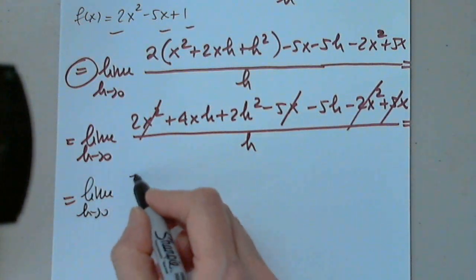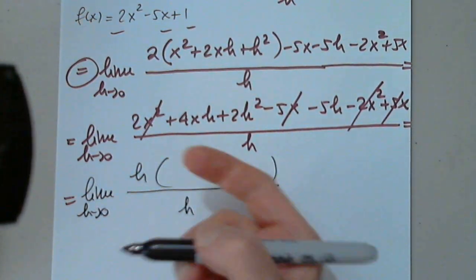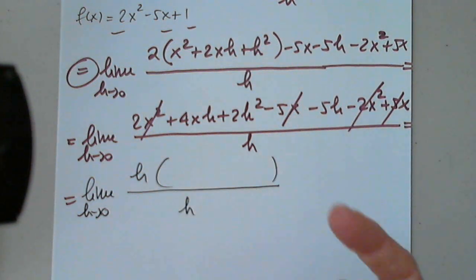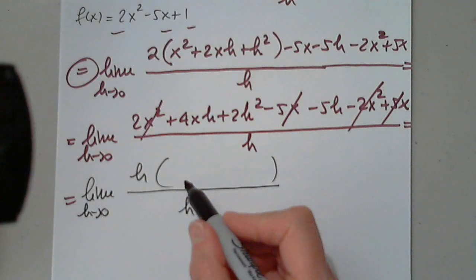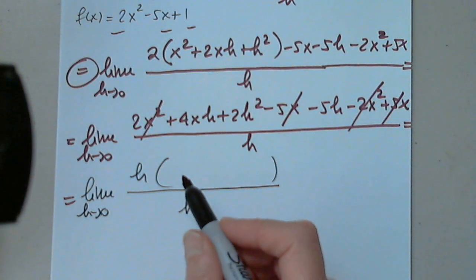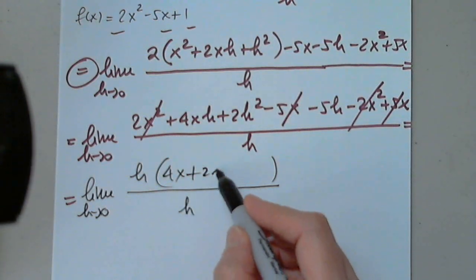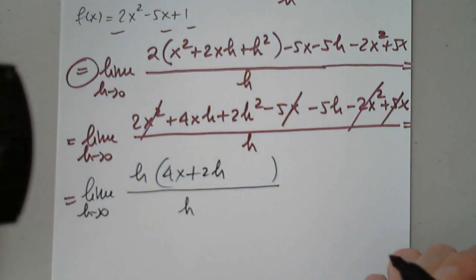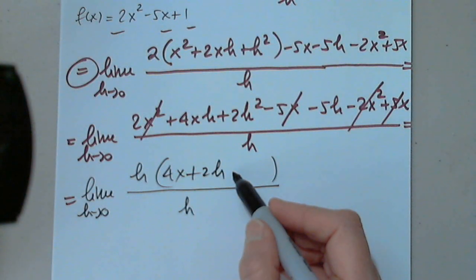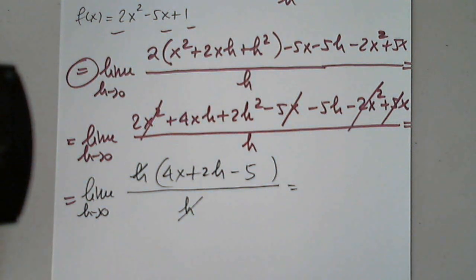Factor out the h. Brilliant. Factor out the h. I couldn't have said it better. Can anyone tell us how many terms and what is left? 4x, yes, awesome. Plus h. Minus 5. Excellent. So the second step happens as well.